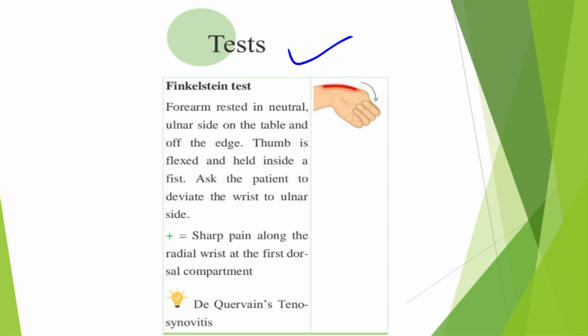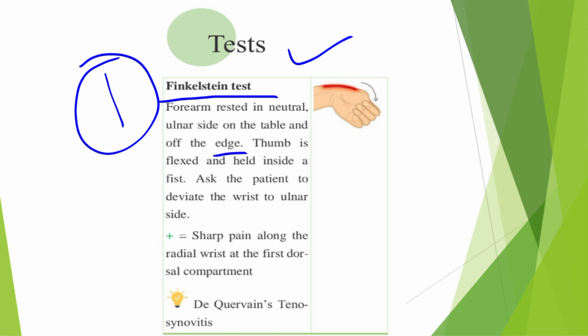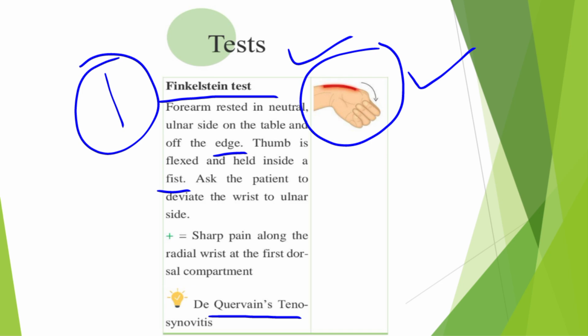The most important test, the only test that we do, is the Finkelstein test. The forearm is rested in neutral, ulnar side on the table and hand off the edge. The thumb is flexed and held inside a fist, as you see in this picture. Ask the patient to deviate the wrist to the ulnar side. If the patient has De Quervain tenosynovitis, the patient feels sharp pain along the radial wrist at the first dorsal compartment. The patient feels pain in this region, and this is the positive sign of De Quervain tenosynovitis.